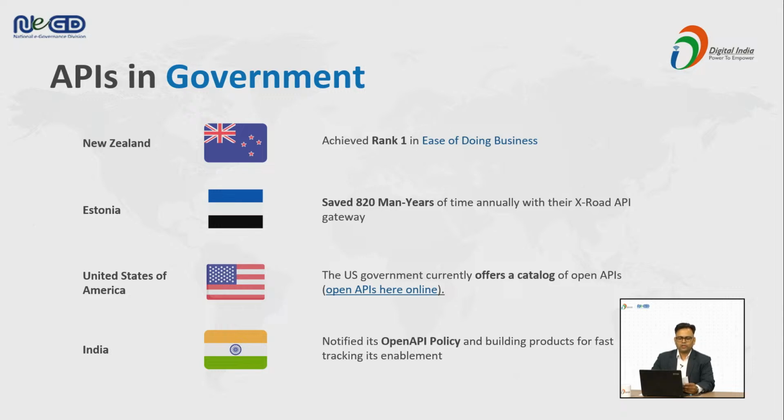Estonia is also one of the prominent examples, wherein they claim they save around 820 man-years of time annually with their X-Road API gateway. Similarly, the United States of America also has an open API platform, wherein all the US government services are being offered through a catalog of open APIs. On a similar basis, in India, we have studied all these platforms and we have notified the open API policy towards building a product for fast tracking of its enablement.